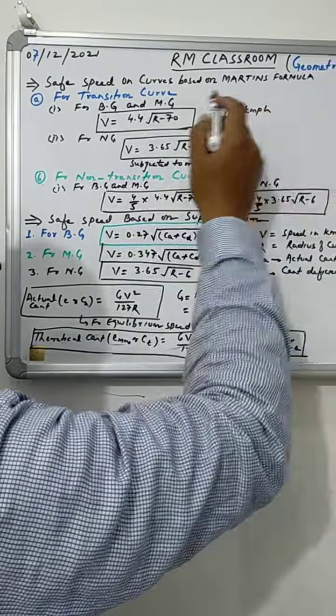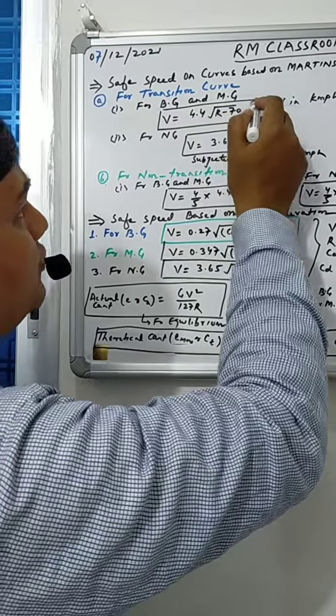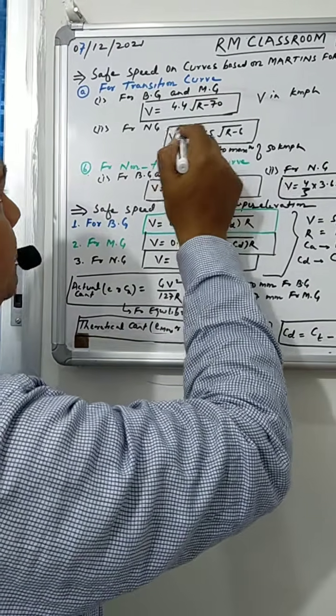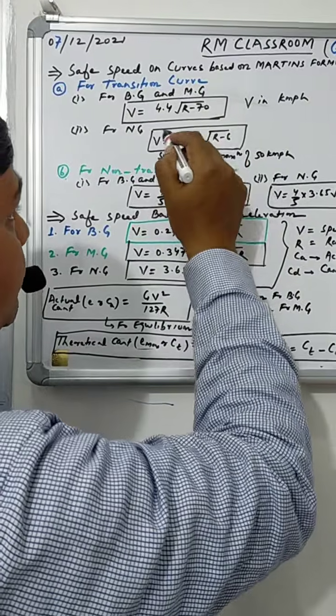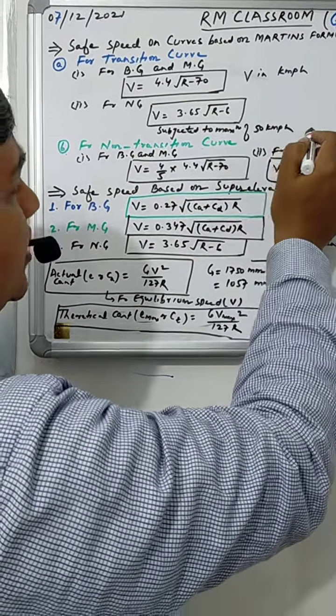Based on Martin's formula, for broad gauge and meter gauge, for the transition curve, velocity can be computed by 4.4 square root of R minus 70, where V is in kilometer per hour and R is the radius in meter. Similarly, for narrow gauge, velocity can be computed by 3.65 square root of R minus 6, subjected to a maximum of 50 km per hour.